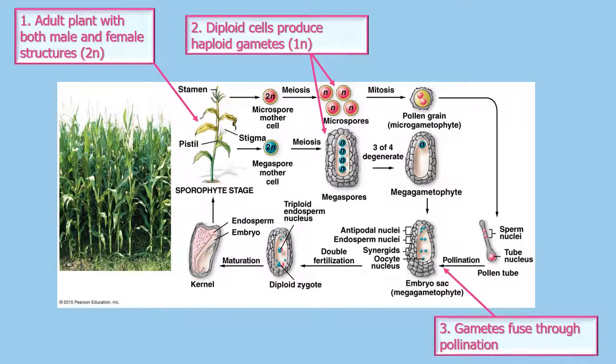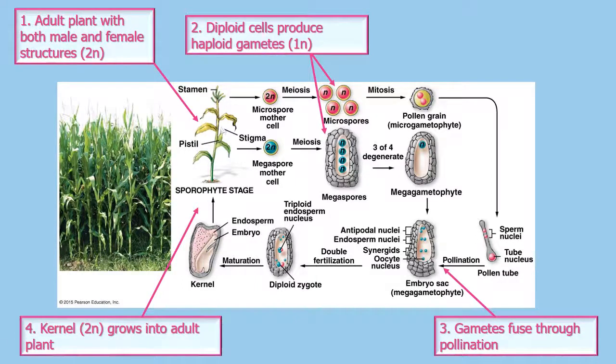The gametes fuse through the process of pollination, and if you want to know in detail that whole process, you can read in the book. It goes into great detail about it. And then each individual kernel could potentially grow into an adult plant.